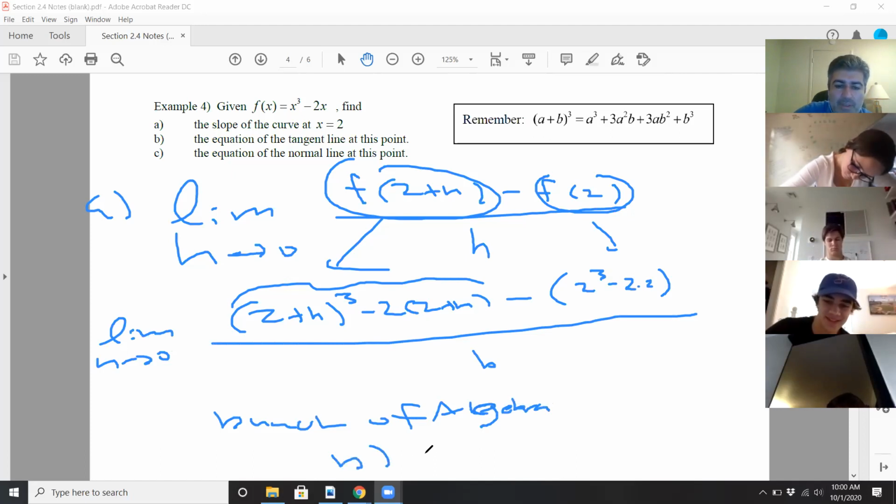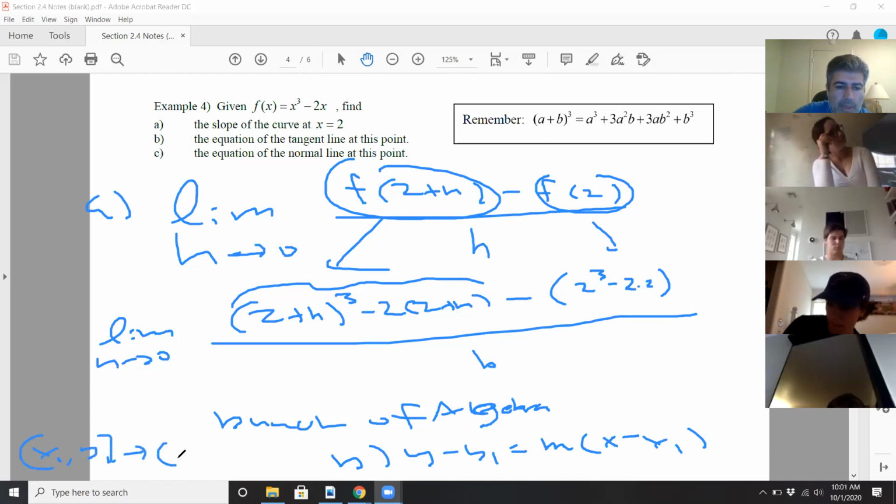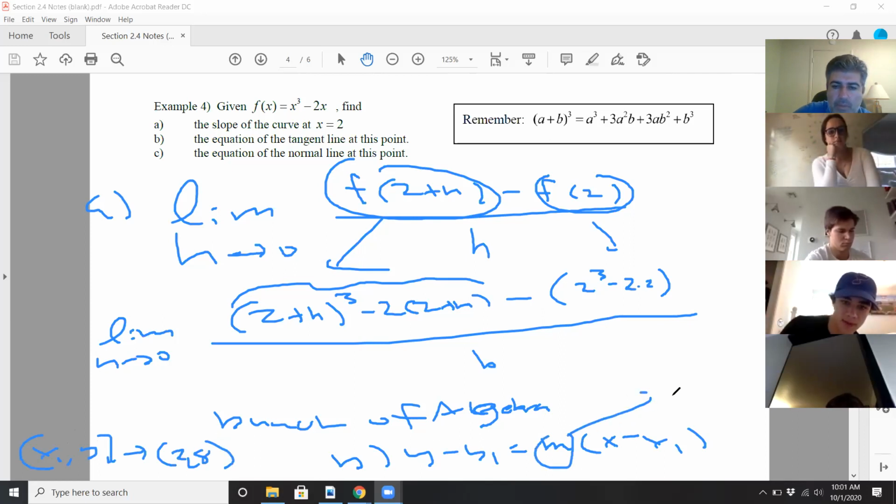For part B, remember you're doing this. And we know x1, y1 will be 2, 8. I think that's pretty obvious. And m will be your answer for part A. Where do we get for part A? That's your m.